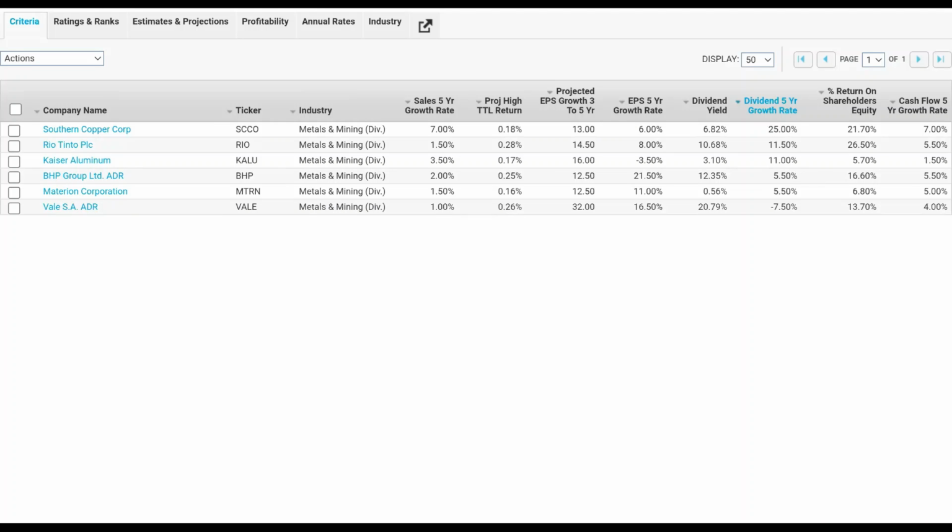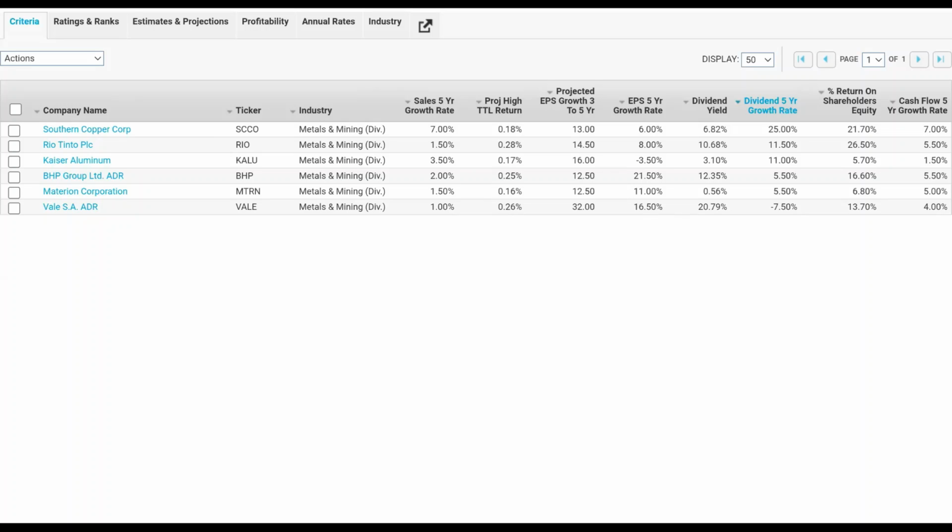So Southern Copper is showing they're going to be growing their dividend at 25%. Whereas RIO, the second one, is going to be growing it at 11%. And those are all really kind of great. The 11, 11 and a half, 5, 5 and a half, those are all good.